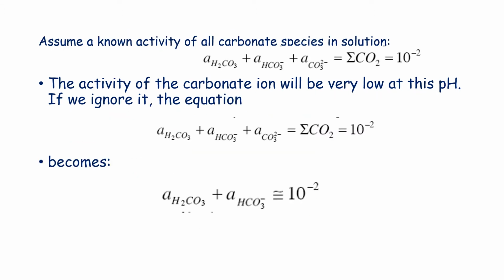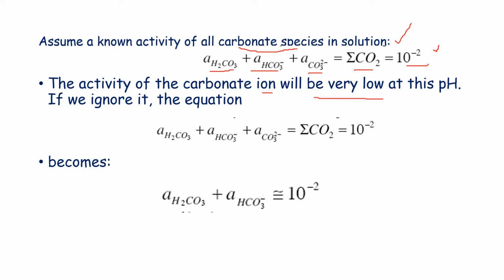Now we assume a known activity of all carbonate species in the solution. Remember, in some other videos I've said that you need to know the activity of all the species. You need to know all the species that exist in your chemical solution for you to be able to solve certain things. Well, here we are. So in this case, we have activity of carbonic acid plus activity of bicarbonate plus activity of carbonate equals the total amount of carbon dioxide. In this case, it is going to be 10 to the power of minus 2. The activity of the carbonate ion will be very low at this pH.